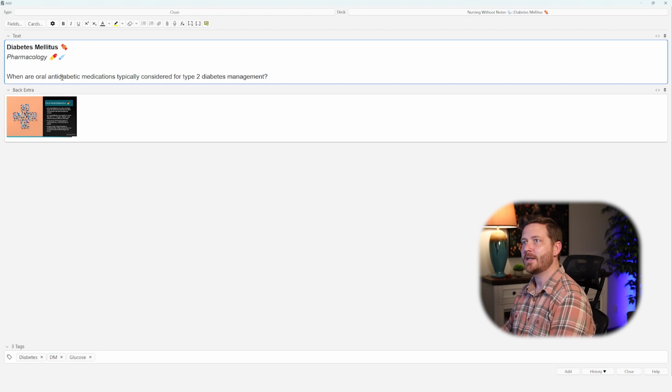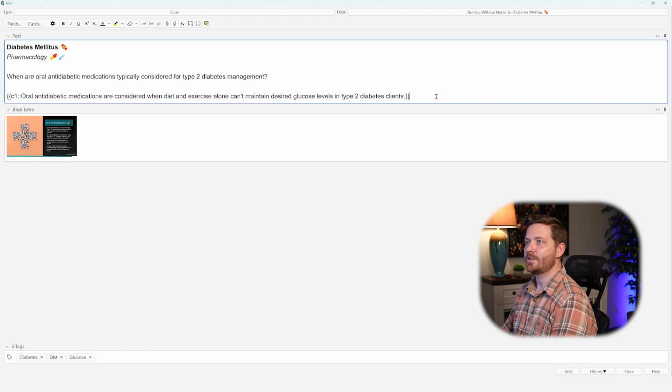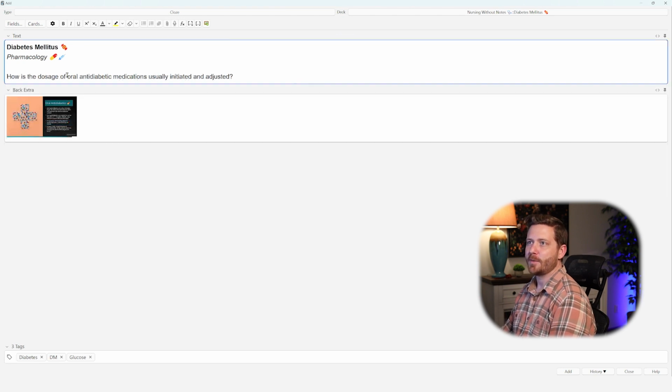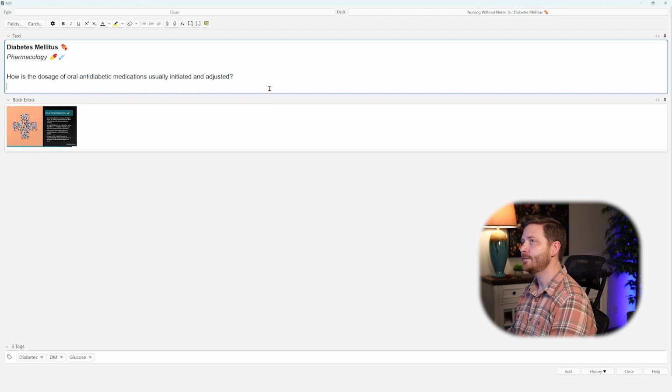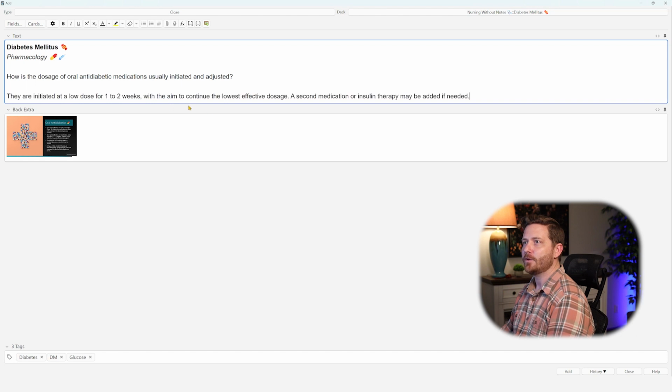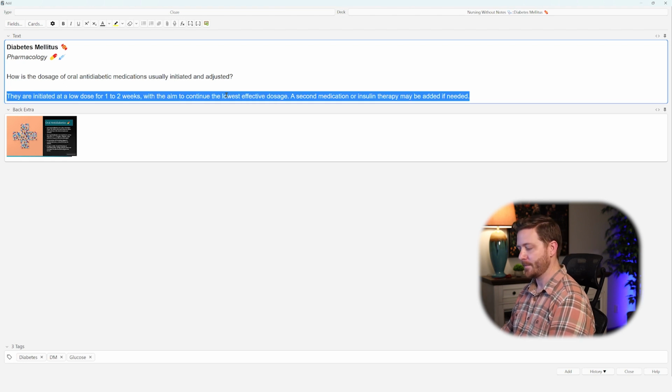When are oral anti-diabetic medications typically considered for type 2 diabetes management? And so that's just when that diet and exercise isn't getting the job done. So let's add that in there. So there was also talk about the dosage when it got started. So how's the dosage of oral anti-diabetic medications usually initiated and adjusted? Usually started at that low dose for 1 to 2 weeks. And then the overall goal is to stay on the lowest effective dosage. A second medication or insulin therapy may be added if needed. We'll just jot that in there.